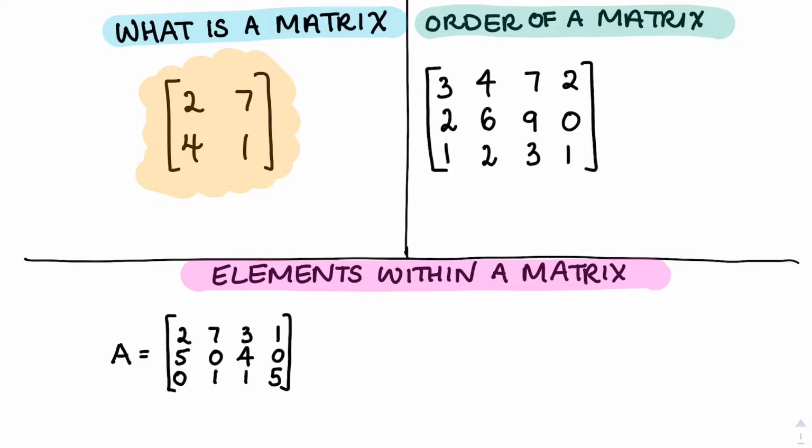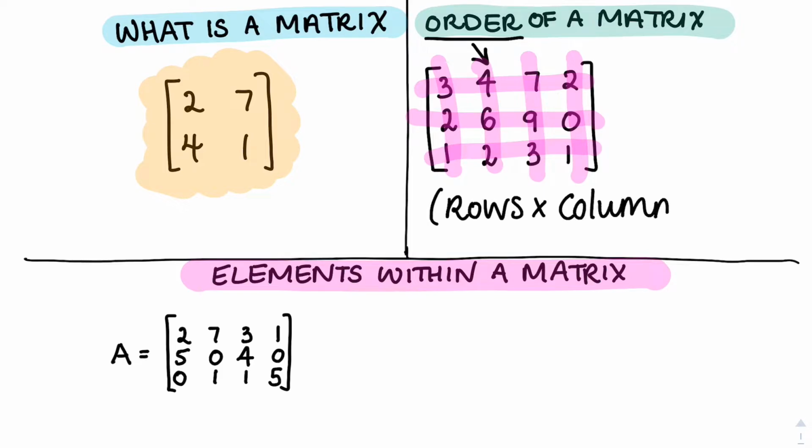Now, the number of rows and columns a matrix has is considered its order. So if you have a look at this matrix below, it is made up of 3 rows and 4 columns. So as we just identified, this matrix has 3 rows and 4 columns, so we write the order like this: 3 by 4. Now, each of the little numbers inside the matrices are called elements.